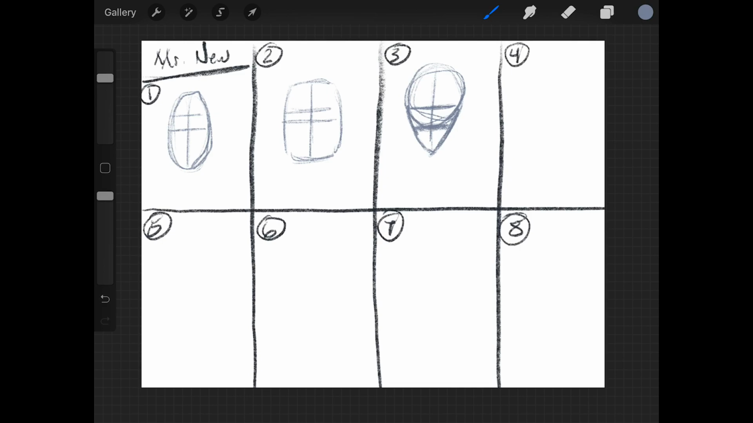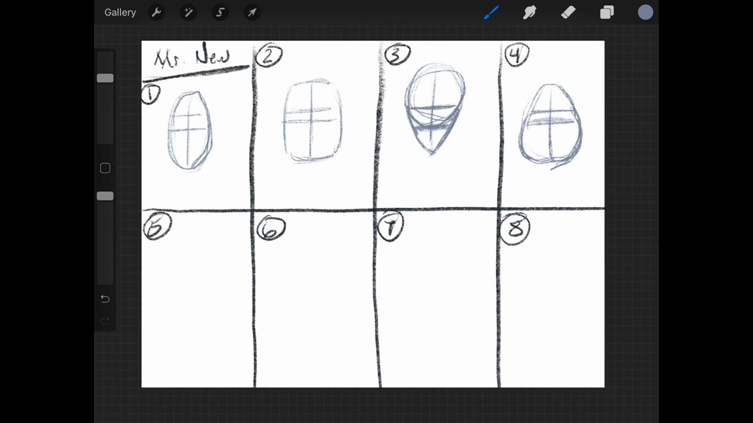Next, in box number 4, we're going to do more of an egg shape. So we're going to make it wider. It's like an oval, but wider at the bottom. And you can see it's kind of like that one, but upside down. And just like we've been doing, a line across the middle, a line a little higher up, and a line straight down the center.